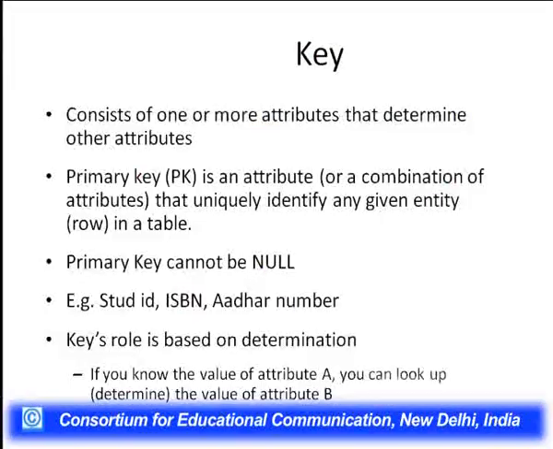Now, next we are going to talk about some important elements of a relational database management system which are known as keys. So, the word key basically refers to an attribute which is a prime attribute in the table. A key consists of one or more attributes that determine other attributes. So, a primary key is an attribute or a combination of attributes that uniquely identifies any given entity or row in a table. A primary key, as we said, cannot be null, like student ID or ISBN or Aadhaar.